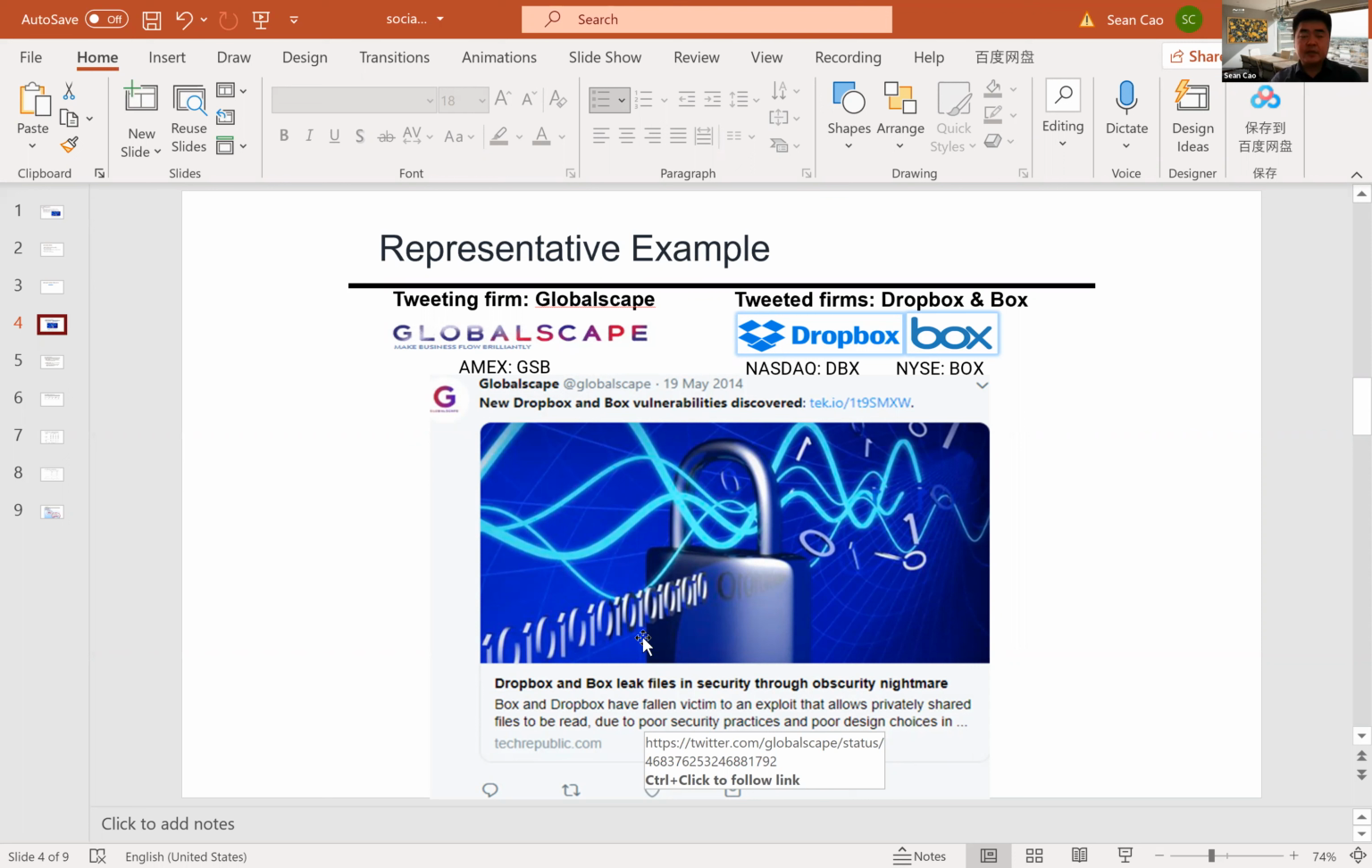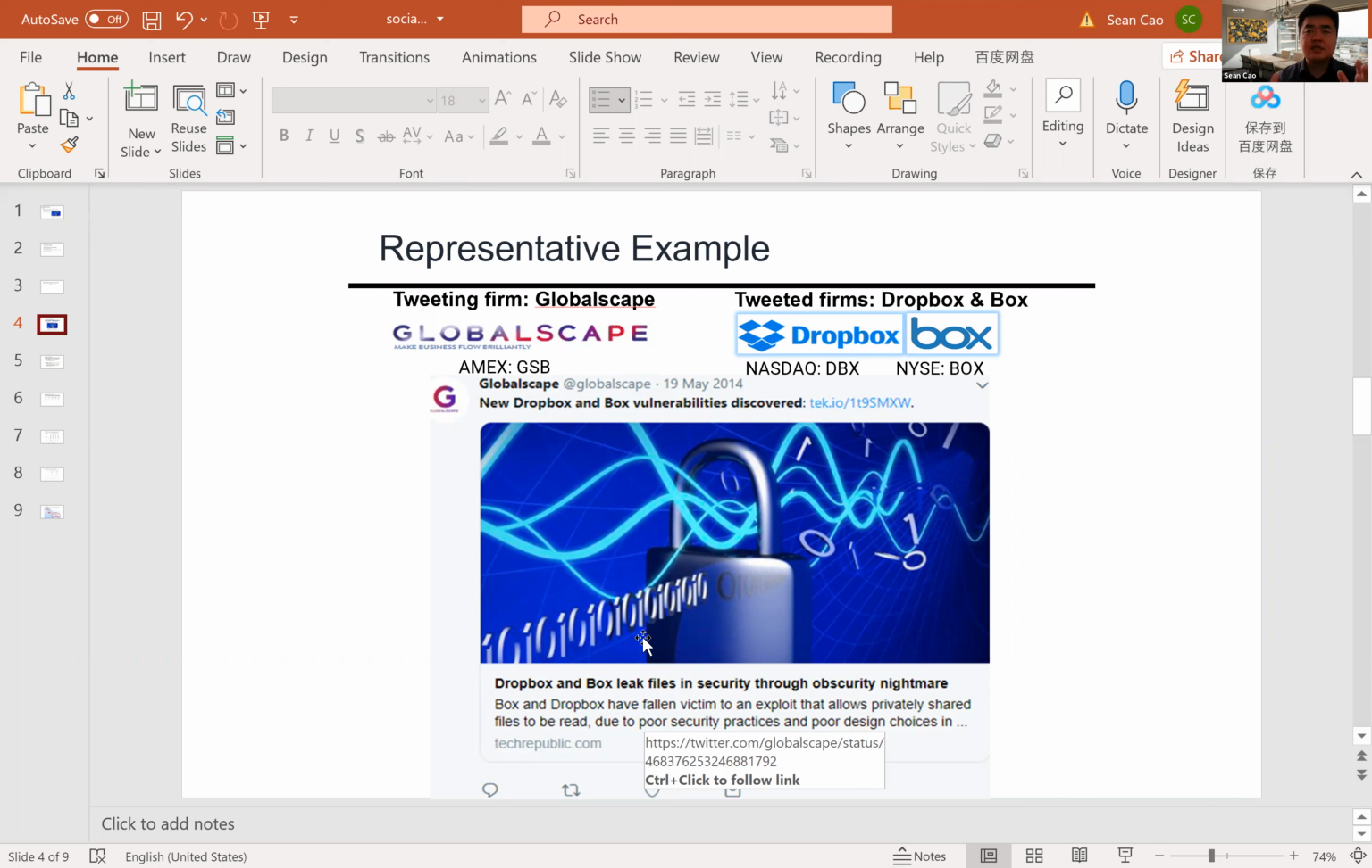The second thing you can tell investors to learn from data analytics is that once Global Scape talks about other companies' weakness, their stock price rises, and you can invest and get a stock return from that. So investors can benefit in two ways from the data analytics of this Twitter news data: by understanding Global Scape's strength and getting stock returns.